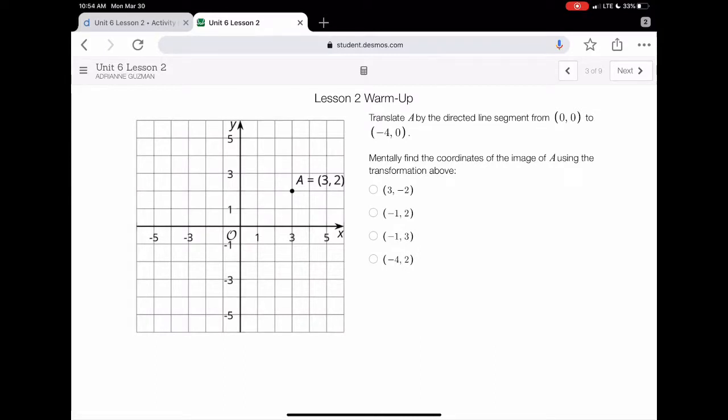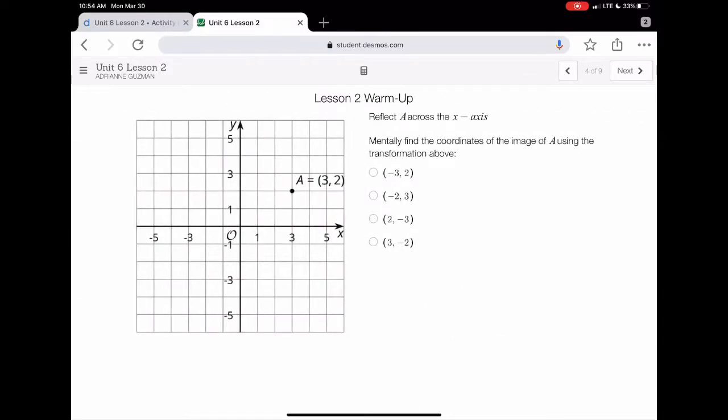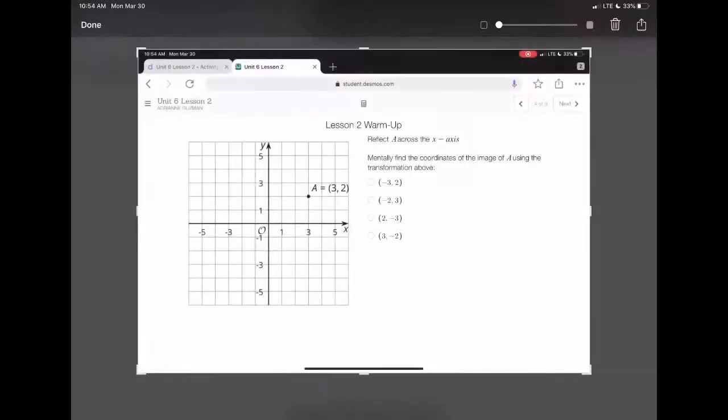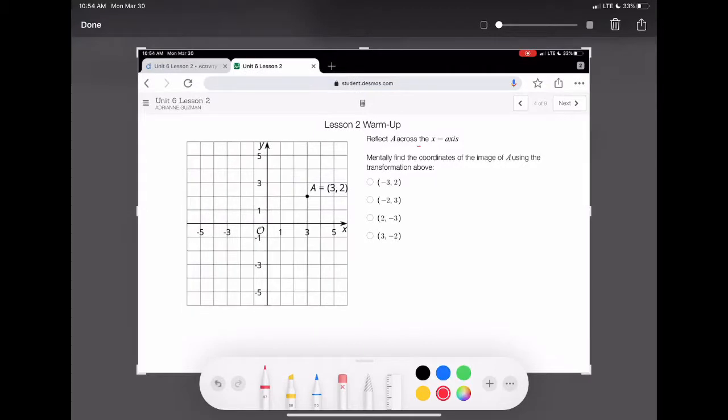It's asking you now to translate from 0, 0 to negative 4, 0. And then you pick the option. Where do you think A is going to land? This third part of the warm-up is to reflect A across the x-axis. So let me remember that to reflect. And then now it's saying across the x-axis. So this is going to land somewhere here. That's my clue because the x-axis is here.